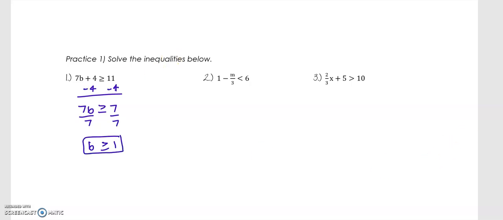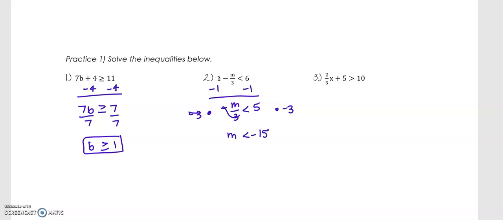The next one has no distributing or combining like terms, but I will subtract first. I'm going to subtract this 1, because I need to get this m by itself, I need to move the 1 first, and then I'll be left with negative m over 3 is less than 5. Here's that fraction we were chatting about. If I multiply both sides by that denominator, and I'm going to take that negative with it, then the fraction will be gone, and I'll be left with m is less than negative 15.